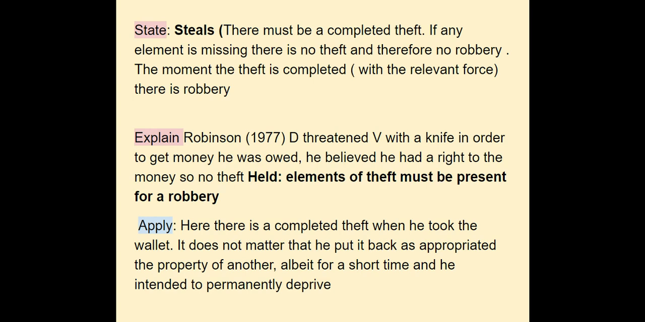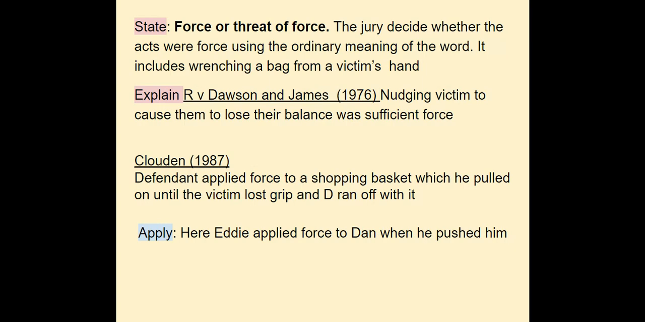So first of all, you've got a completed theft. If any element is missing, then there is no theft, then there is no robbery. And the moment that the theft is completed with relevant force, then the robbery has taken place. This is seen in Robinson, where the defendant threatened the victim with a knife in order to extract money that he owed. But that means that he's not dishonest because he felt that the money was his, and therefore there wasn't a completed theft. Here, with our scenario, we can apply by saying that there is a completed theft when he took the wallet. It doesn't matter that he put it back as he appropriated the property of another, albeit for a short time, and intended to permanently deprive at least.